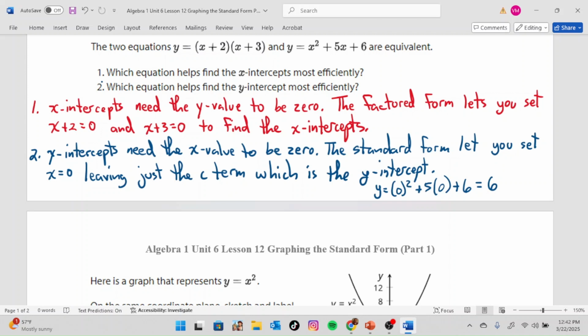If, however, what you want to find is your y-intercept, then you're going to want to use the standard form, because in the standard form, the c term is the y-intercept. As soon as you plug 0 in for x, the only thing that's left is the c term.